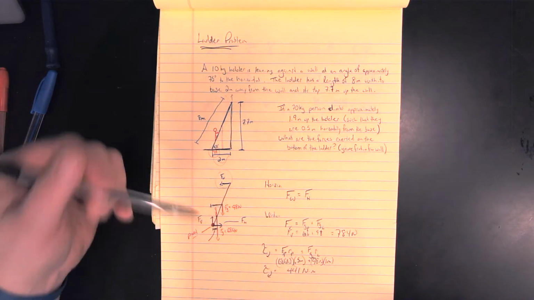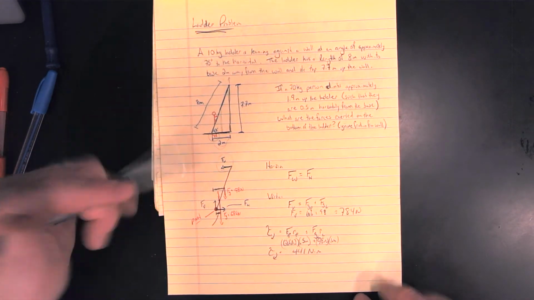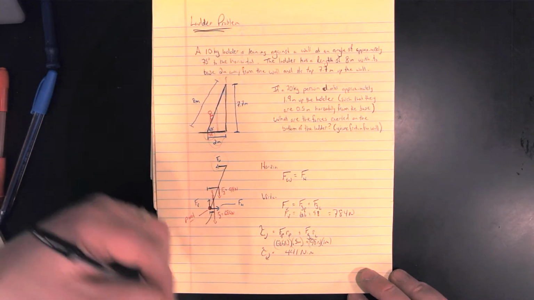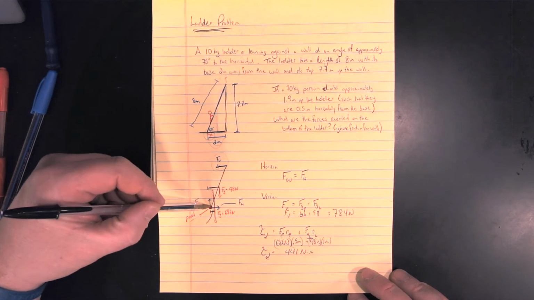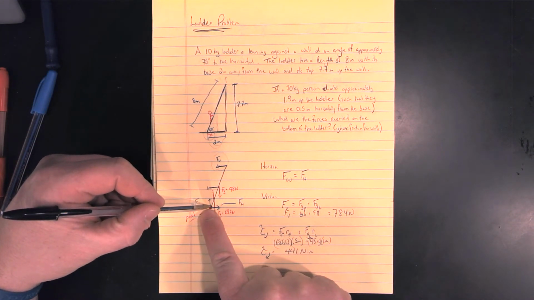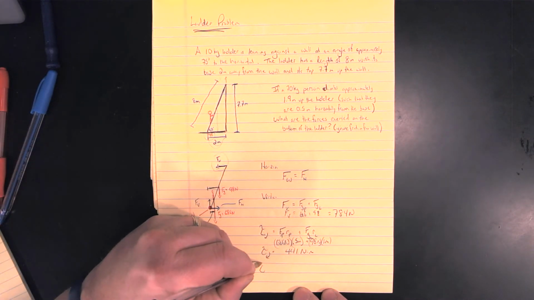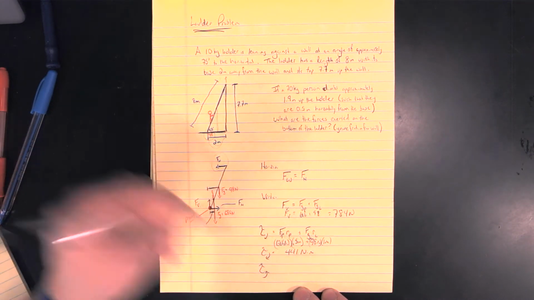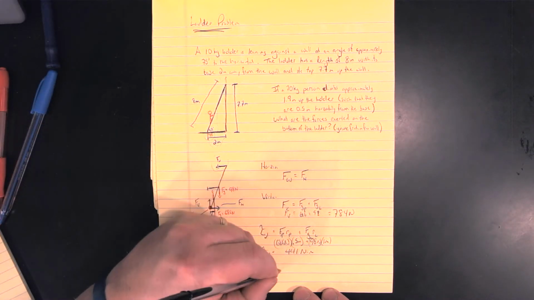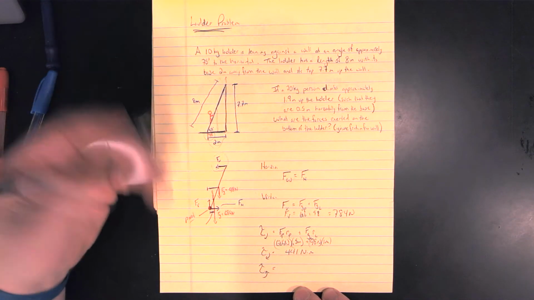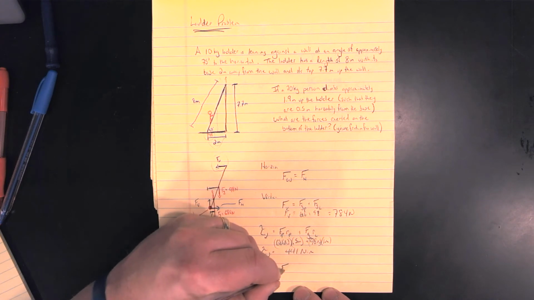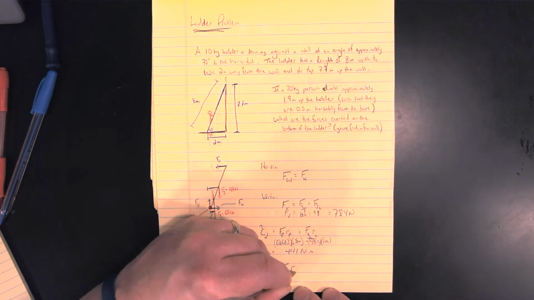Now remember, because it's in static equilibrium, this has to be balanced by the counterclockwise torque. If I look at the pivot point here, the only other force acting on it to cause it to rotate back is F wall. So the counterclockwise torque is going to be the force of the wall times its perpendicular distance away.